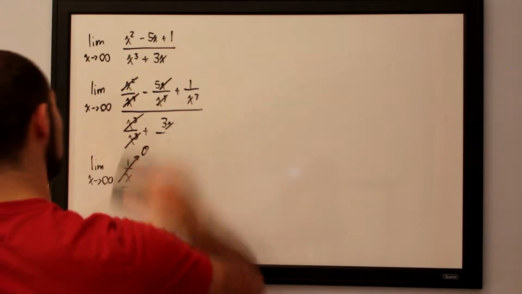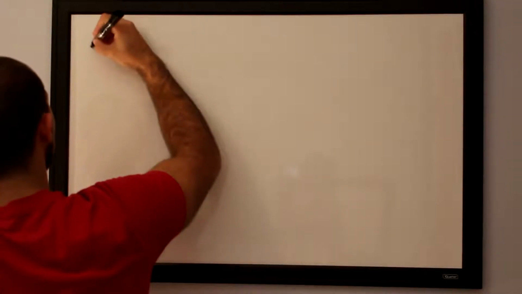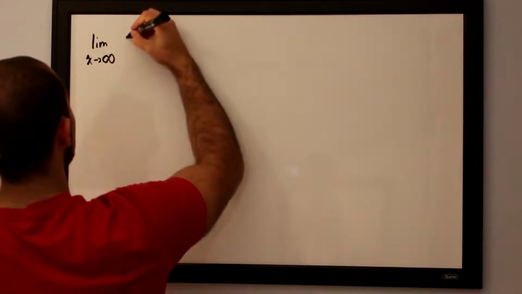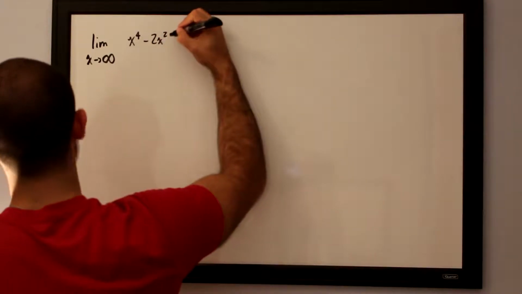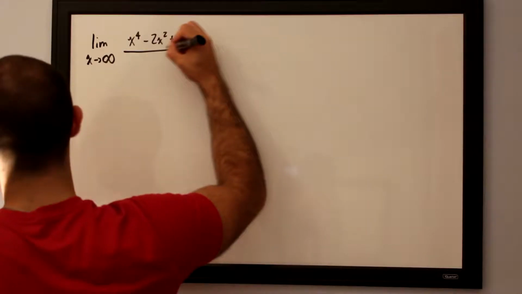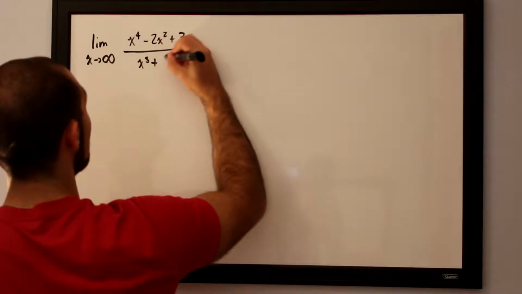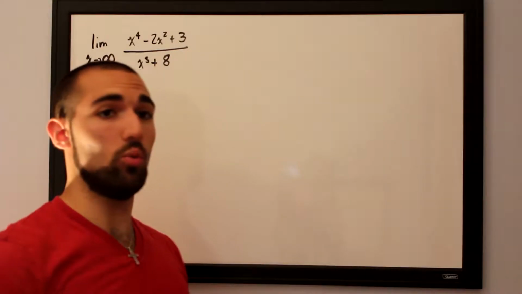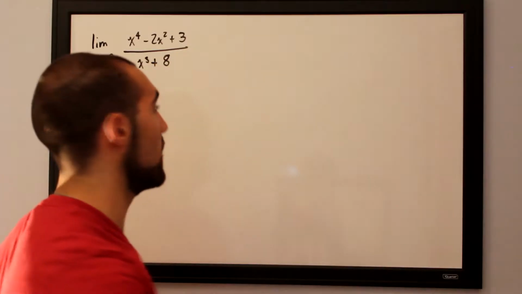Next problem. Say we wanted to evaluate the limit as x approaches infinity for x to the fourth minus 2x squared plus 3 over x to the third plus 8. Just as we did in the previous case, there's not really much you can do with these problems other than multiplying by the conjugate, which we'll involve in the next few problems.